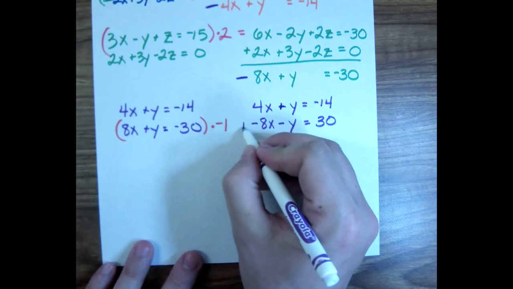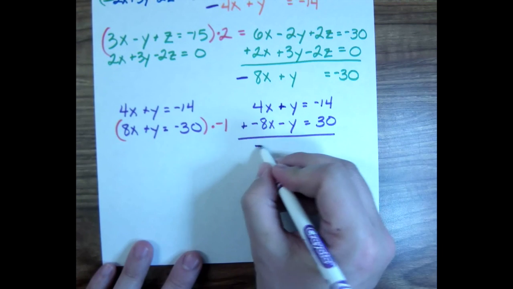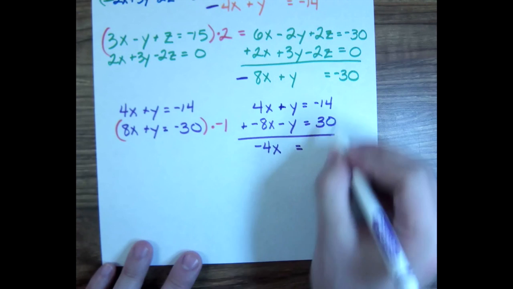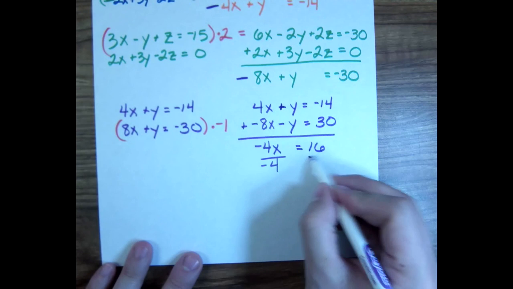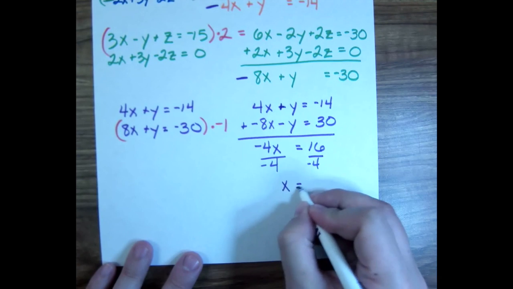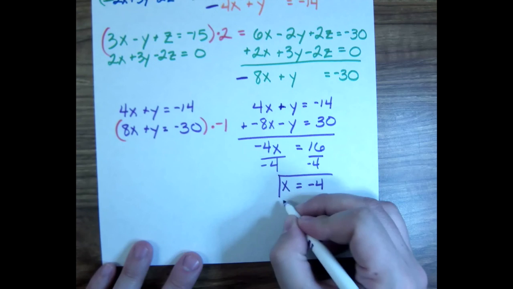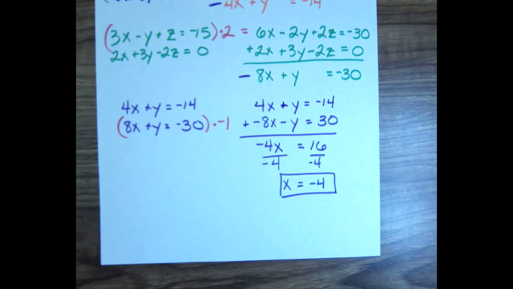Now if I add these, the y's are gone. Negative 4x equals positive 16. And then divide both sides by negative 4. And x equals negative 4. Hey, I am now 1/3 of the way finished. I got x. I got to go back and get y and z.